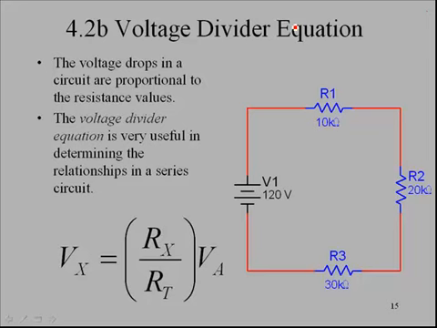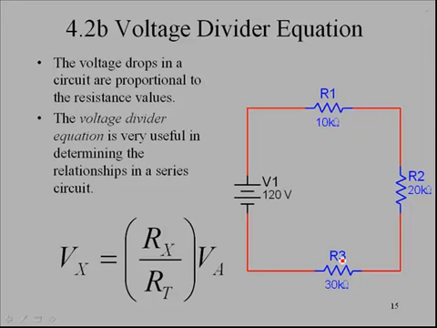We are continuing in section 4.2, and in this section we'll be looking at voltage dividers and power equations for series circuits. The voltage drops in a circuit are proportional to the resistance value. So what that's saying is that the voltage drops that we will experience in a given circuit are going to be proportional to the values of resistance in that circuit. The voltage divider equation is very useful in determining the relationships in a series circuit.